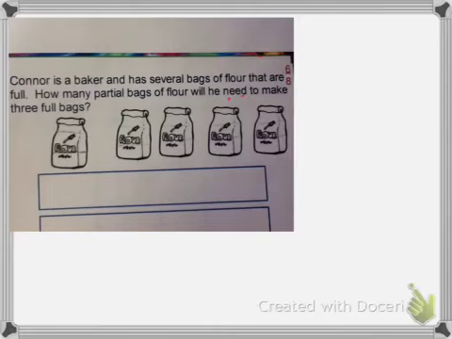So our first problem that we worked on today is: Connor is a baker and had several bags of flour that are 6/8 full. How many partial bags of flour will he need to make 3 full bags?